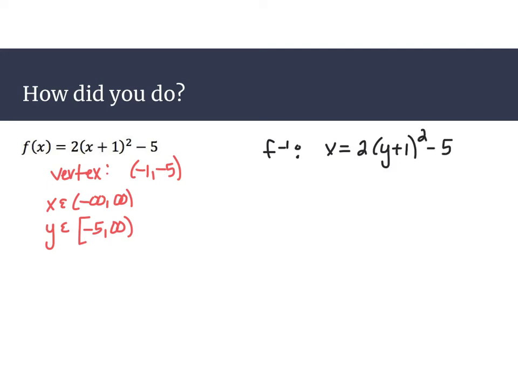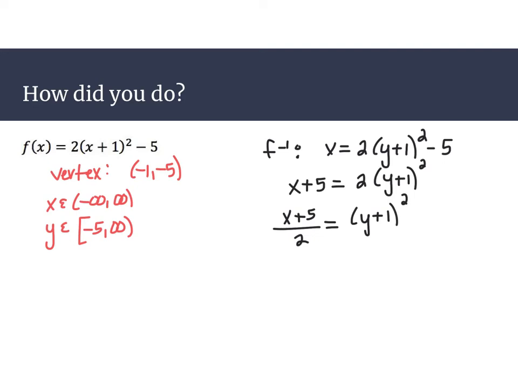Now we're going to rearrange this so we can solve for the y. Start by adding 5 to both sides. Before we take the square root of both sides, we need to get rid of that 2. So then we're going to divide both sides by 2. Again, watch your order of operations. Next, we're going to get rid of that square by taking the square root of both sides. And we're going to isolate the y by subtracting 1 from both sides.